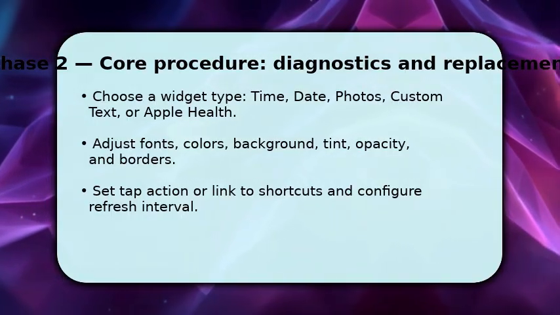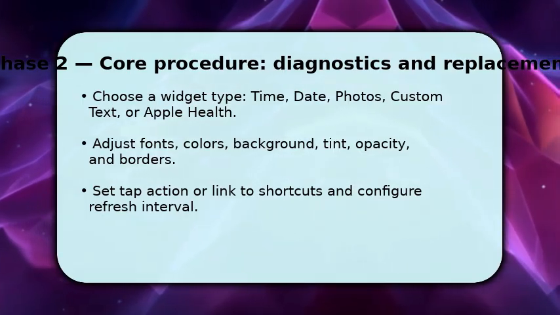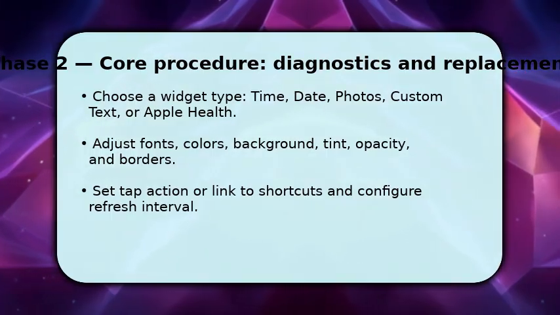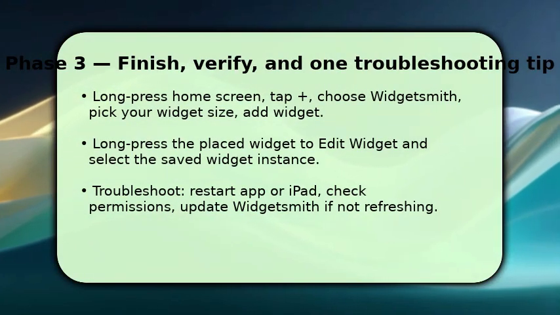Set a tap action to open an app or a shortcut. This makes the widget interactive. Once done, save the configuration so Widgetsmith stores the style and data mapping. Finish by adding the widget to your home screen.